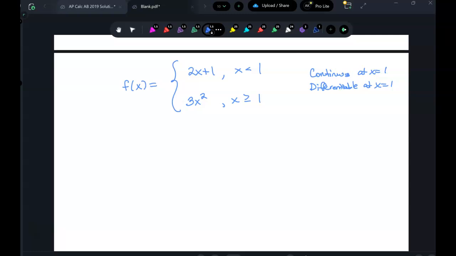Good. And then you have to take the derivative. The derivative would be 2 and 6x. 2 and 6x, so not differentiable. So it's just continuous.